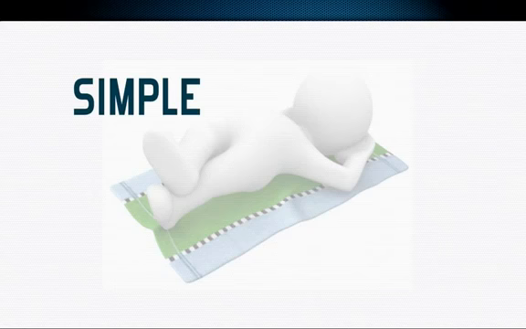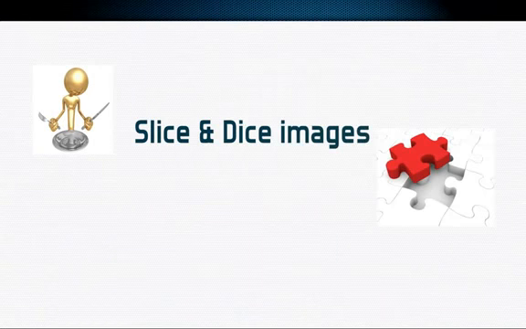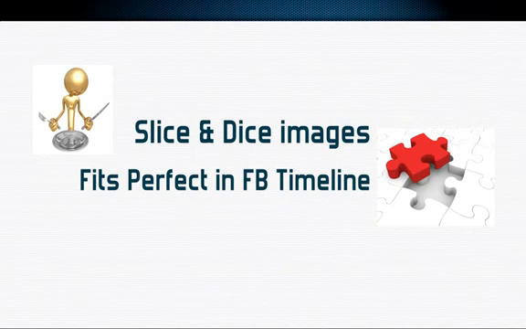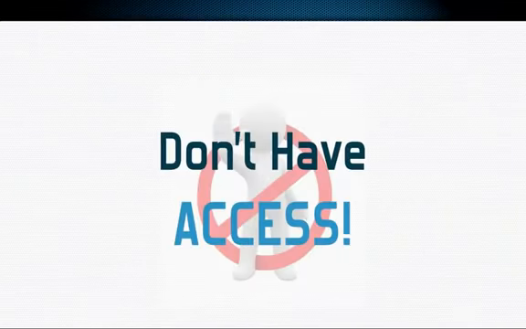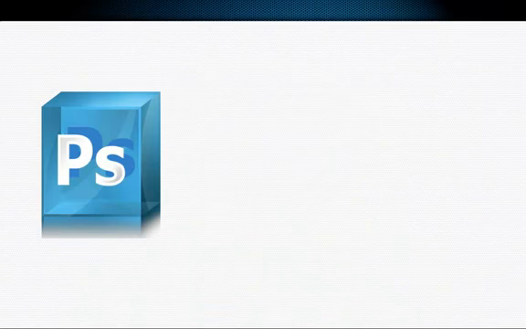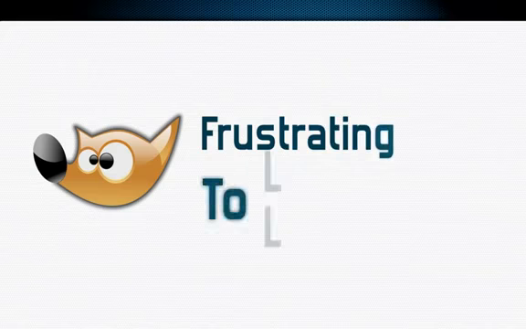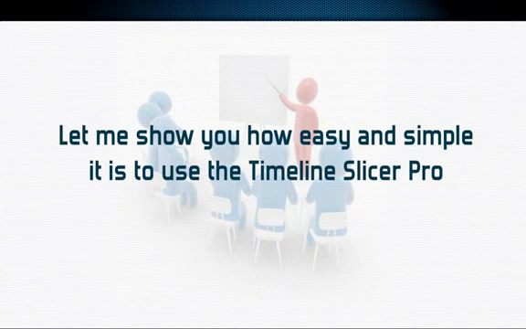TimelineSlicerPro.com. The Timeline Slicer Pro is a simple and easy to use app that helps you slice and dice images on the fly and that will fit perfectly in your Facebook timeline. I created this app because I know many people don't have access to tools like Photoshop, which can cost an arm and a leg, GIMP, which can be frustrating to learn, or any of those similar types of tools. Now I want to show you real quick how easy and simple it is to use the Timeline Slicer Pro.